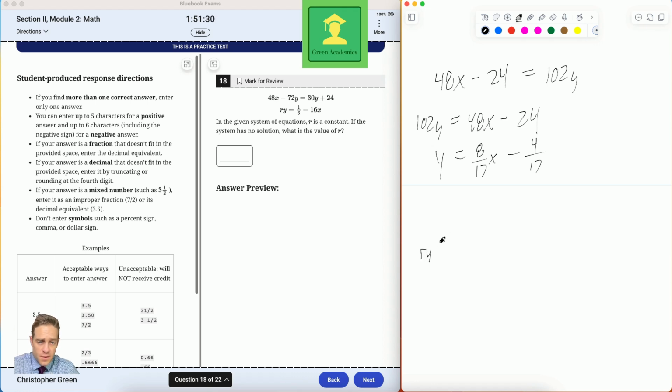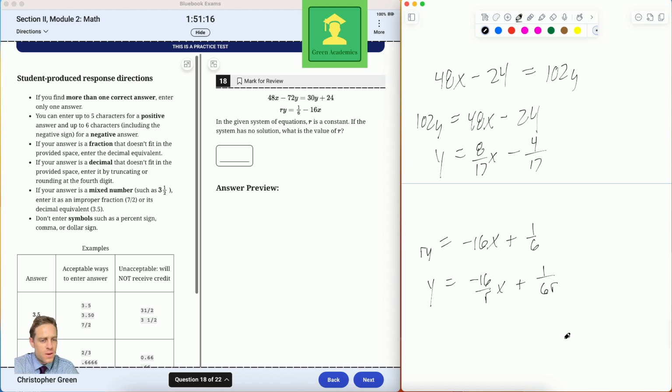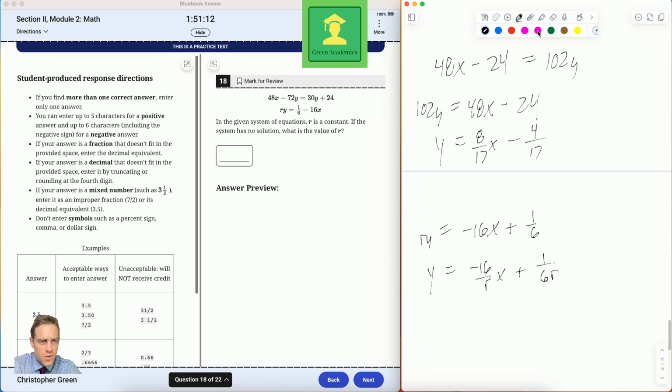And then if ry is negative 16x plus a sixth, divide the entire expression by r. So y is negative 16 over r x plus 1 over 6r, okay? And it tells you that it has no solution, which means the lines must be parallel. So it must be the case that this is this. So 8/17 equaling negative 16 over r. Well, you can tell just looking at the fractions. You multiply by negative 2 on top and bottom. So r would be negative 34.